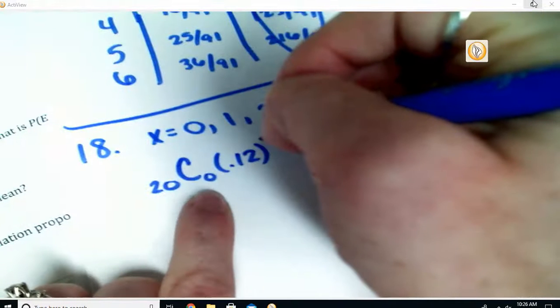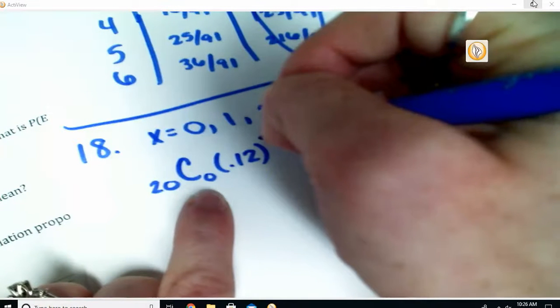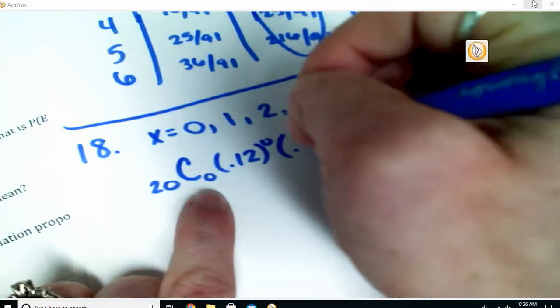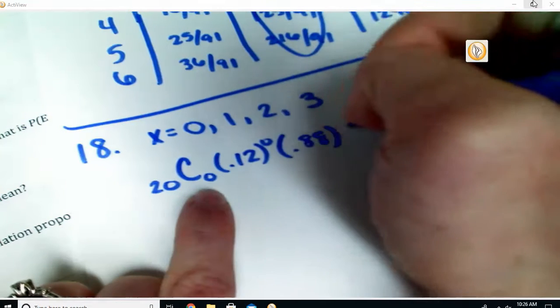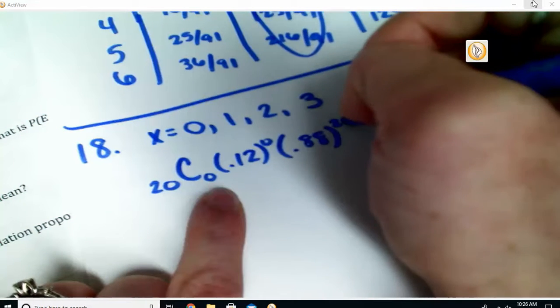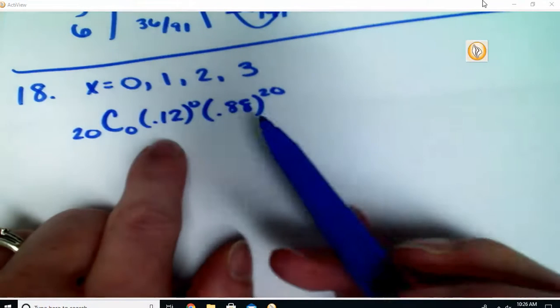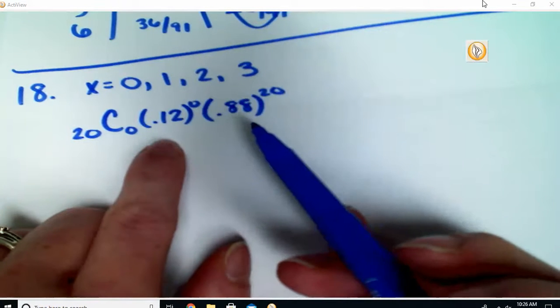And that would be to the x power. 1 minus p, so 1 minus 0.12 is 0.88 to the n minus x. So basically this is saying nobody has it and 20 of them don't. Okay. Then we have to do the 1.